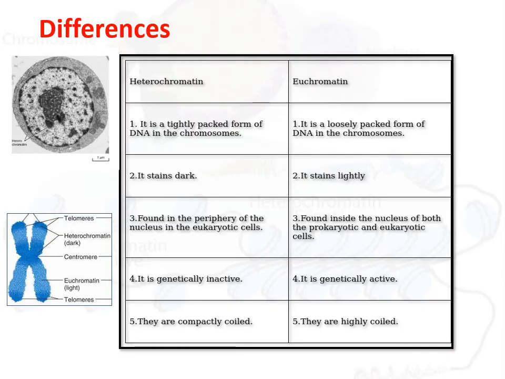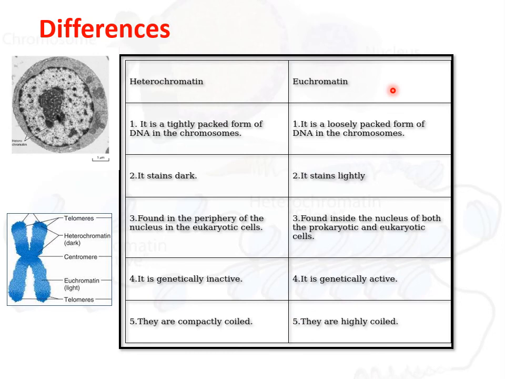And finally, the differences between heterochromatin and euchromatin. The heterochromatin is a tightly packed form of DNA. It stains dark and is found in the periphery of the nucleus, particularly in eukaryotic cells. It is generally an inactive form and is compactly coiled.